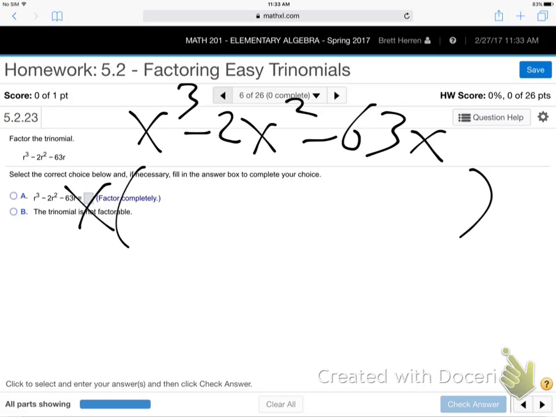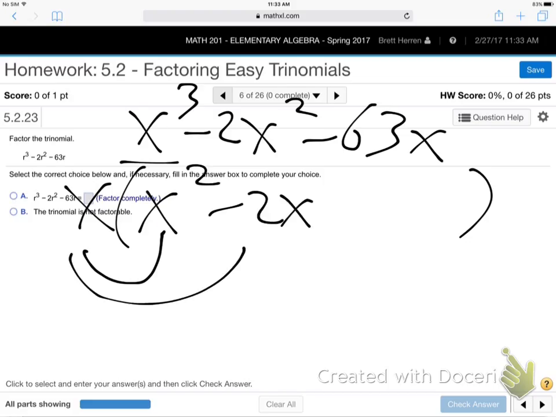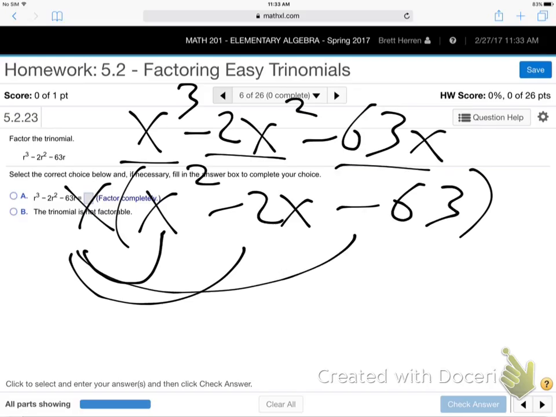Well, how do you know what goes on the inside? Whatever works. X times what would go back to x cubed? Well, x squared, because powers add. X times minus 2x would go back. X times minus 63 would go back. Good so far? Everybody see how we do that? When they have something in common, you do the one big parenthesis.